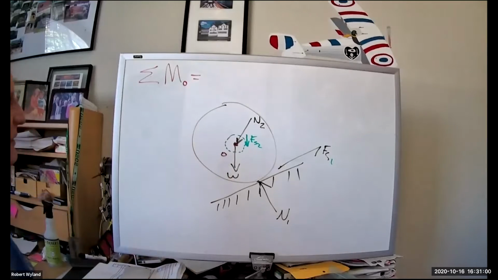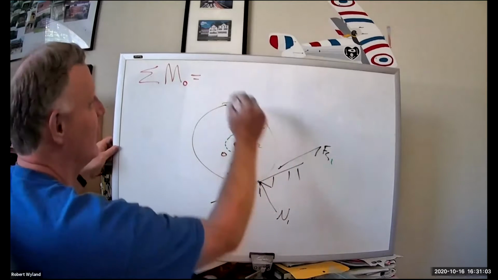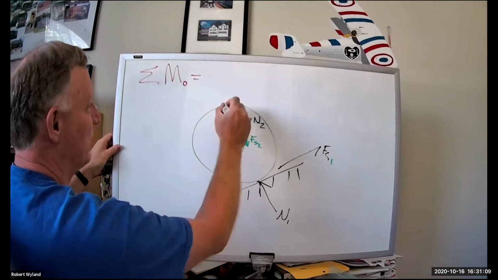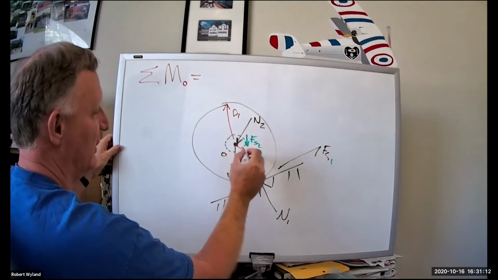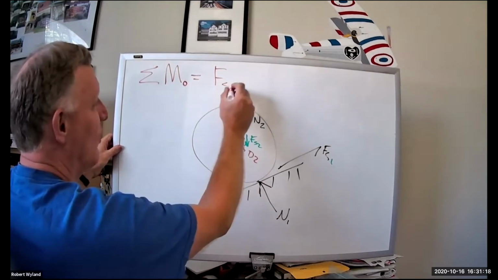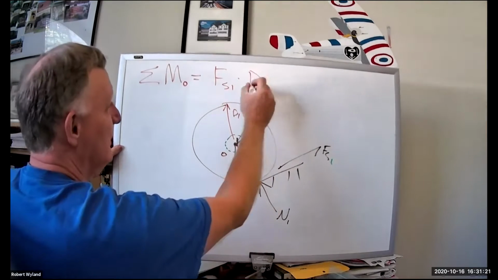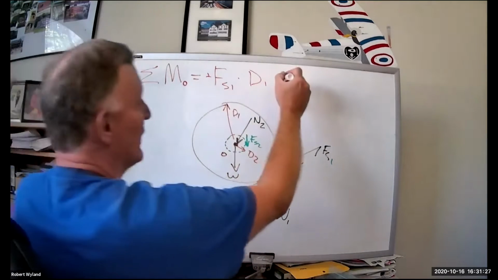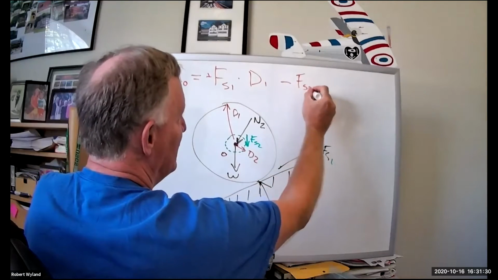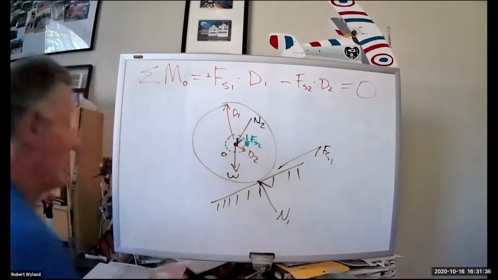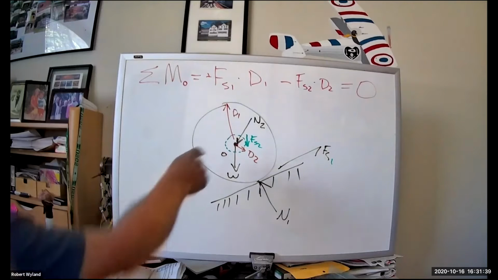Okay. If you took the sum of the moments at the axle, we've got a friction force going this way. Let's call this D1, and call this D2. We would have FS1 times D1, and that's a positive, going that way. And then this one's going to create minus FS2 times D2, and that equals 0. So that would be how we would calculate those.